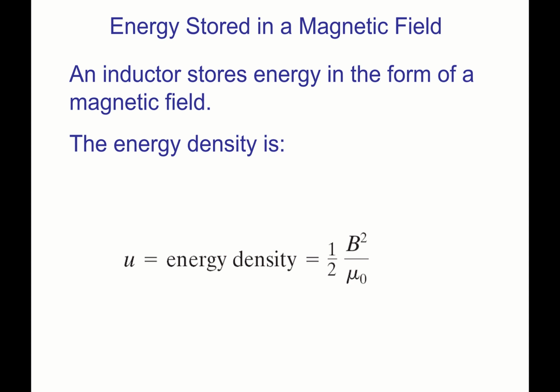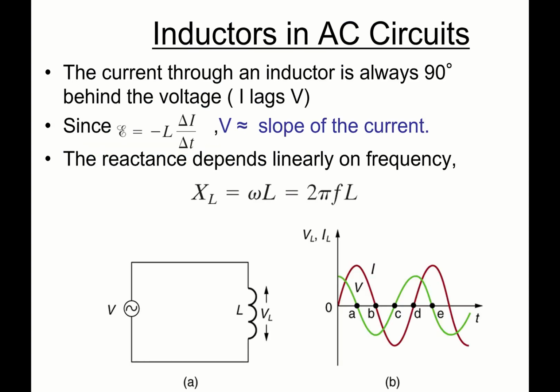So the inductor stores energy in the form of a magnetic field, and the energy density is equal to 1/2 the magnetic field squared divided by mu0. If you remember back in module 2 when we talked about capacitors, we said that they stored energy in the form of an electric field where the energy density was 1/2 epsilon naught times E squared. The energy density in an inductor similarly is B squared with the relevant constant, which is mu0, and a factor of 1/2 again.